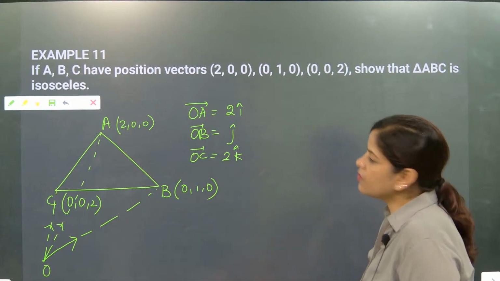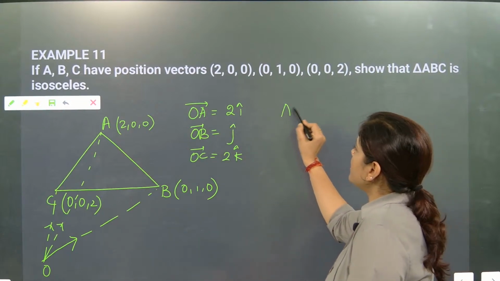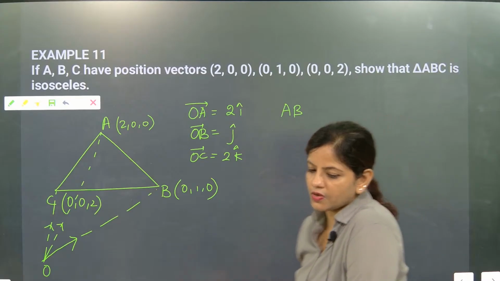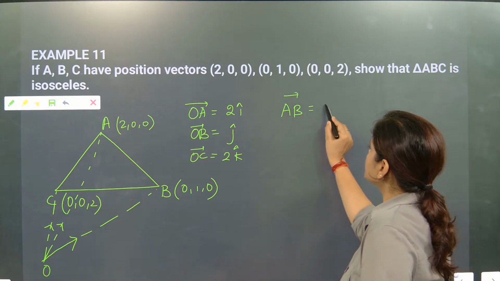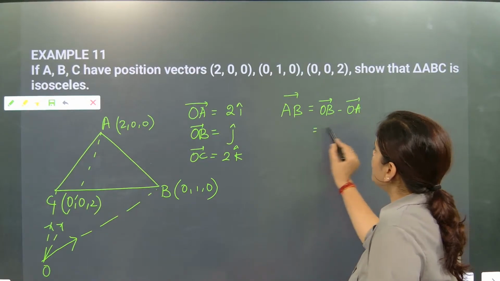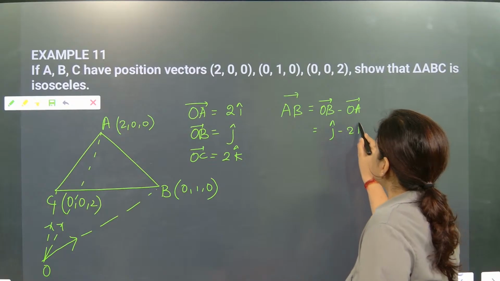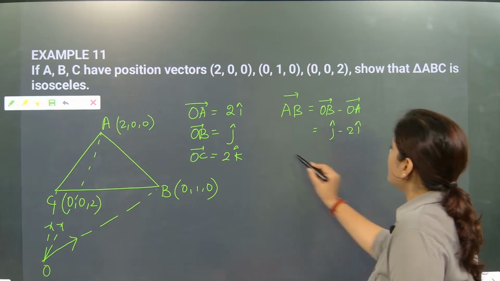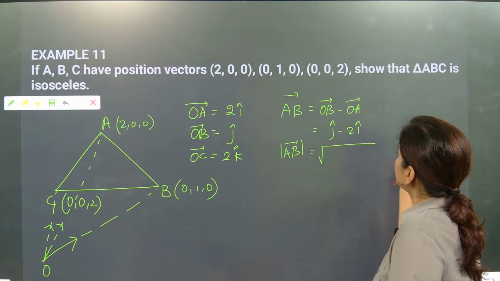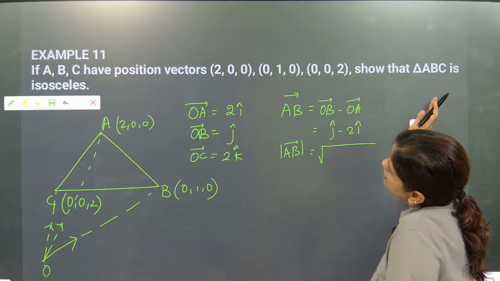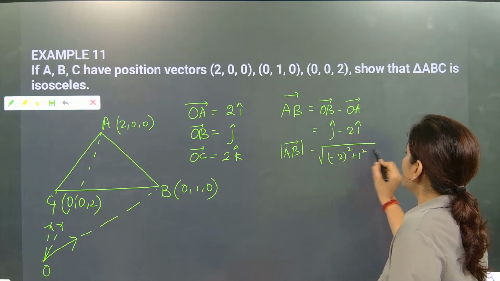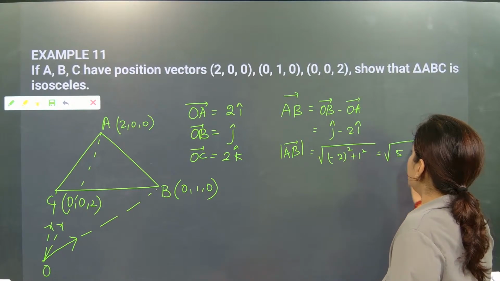Now look here, what we need to do is find AB, because they asked us whether it is isosceles or not. For that, AB vector means OB vector minus OA vector. So OB is j minus 2i. Now what is the magnitude of AB vector? The magnitude of AB vector is from j minus 2i, so this is (minus 2) square plus 1 square. It is coming as 4 plus 1, root under 5.